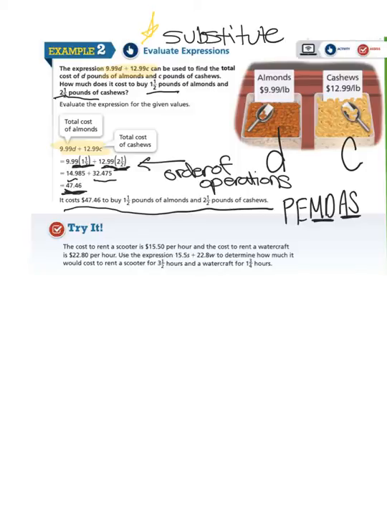So let's try the next one on your own. The cost to rent a scooter is $15.50 per hour, and the cost to rent a watercraft is $22.80 per hour. Use the expression 15.5S plus 22.8W to determine how much it would cost to rent the scooter for 3.5 hours and the watercraft for 1 and 3/4 hours.